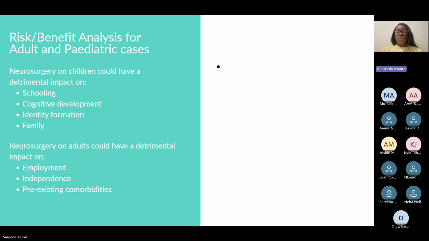So neurological conditions or neurosurgery could stop the ability of a few adults from going to work, and that could have a detrimental impact on their finances if they didn't have any other support. So that's something that I can impact. We also have independence, so they may not be able to do things by themselves. And then we also have pre-existing comorbidities. So that's essentially other diseases or other conditions that the adult may have prior to the neurosurgeries. For example, hypertension, high blood pressure, and diabetes and things like that.